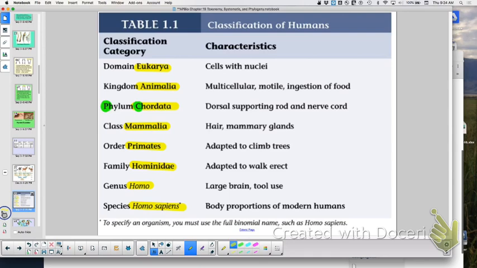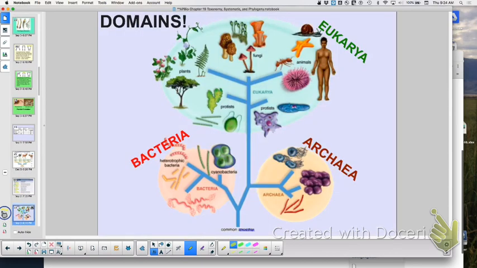What domain are we in? Wait, I got to move this so you can't see it. There we go. Because I need to be near this. What domain are we in? Eukarya. Domain, then what comes next? Kingdom, Animalia. Domain, kingdom, phylum. Phylum, Chordata. Domain, kingdom, phylum, class.